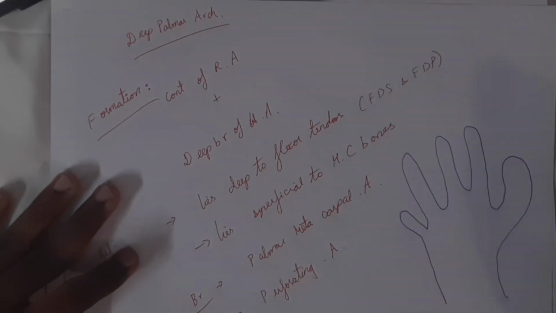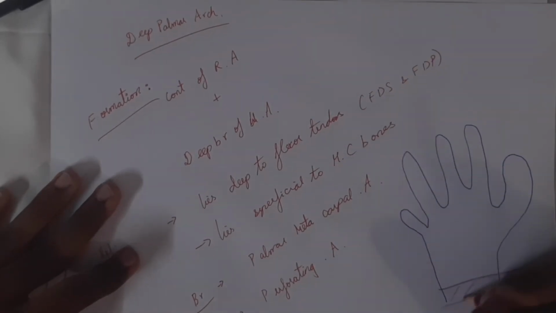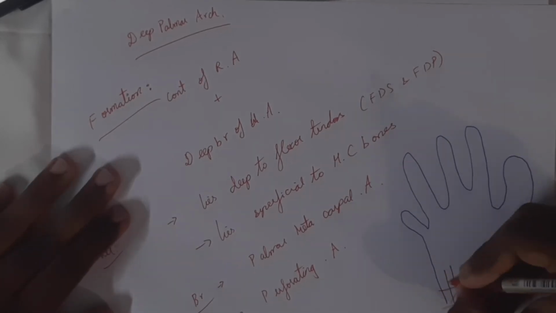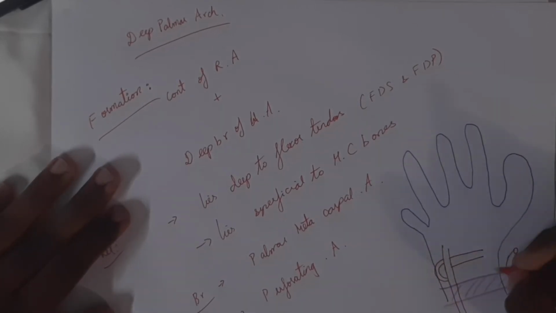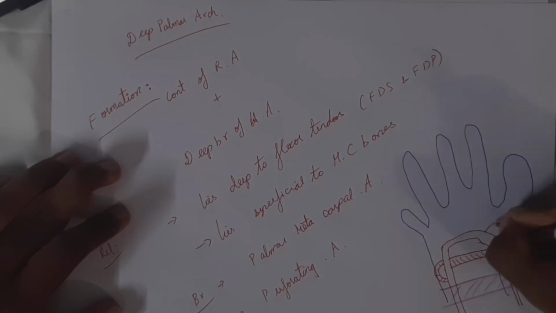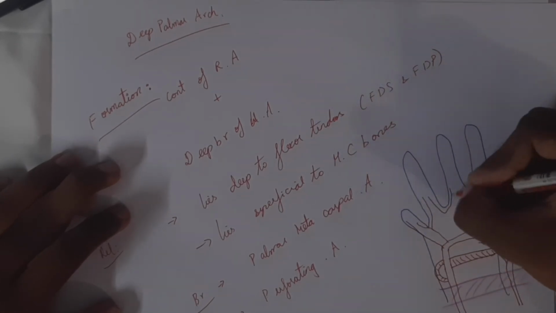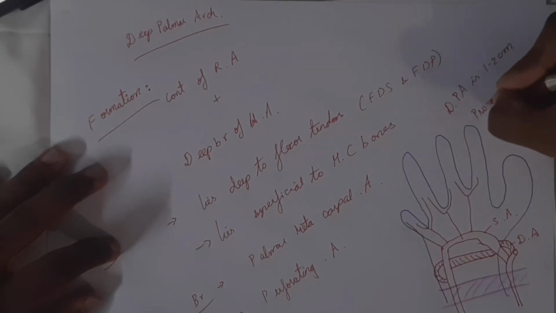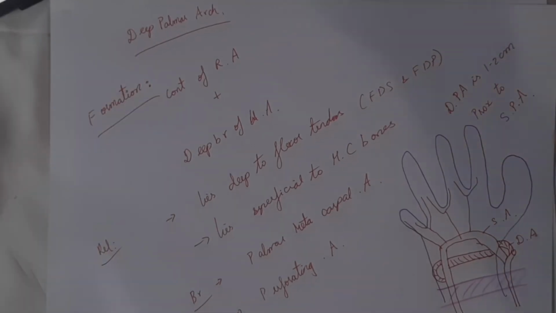You can easily draw the hand and just draw two arches with its branches and the radial artery and ulnar artery, with which you can easily complete the diagram this way. You can clearly see that the deep arch lies proximal more than the superficial arch by 1 to 2 centimeters.